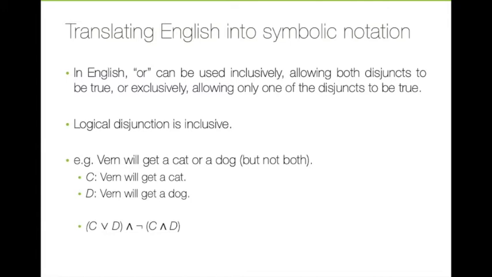So to express this statement where or is used exclusively in English, we need more than just logical disjunction. We need the conjunction, the middle symbol there, of a disjunction of C or D, and the negation of a conjunction, to say not both. The logical symbolization here is more complicated than the original English sentence that we use to express it, but it's necessary to correctly capture what we mean with the logical symbols.